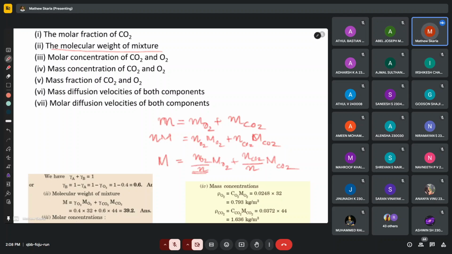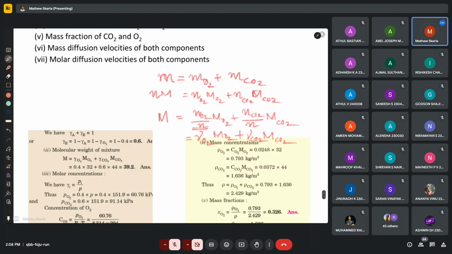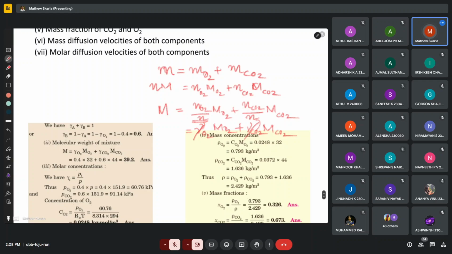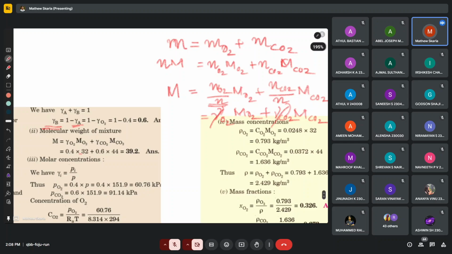Now NO2 by n, we know that is equal to gamma of oxygen into the molecular weight of oxygen, plus gamma CO2, that is the mole fraction, into the molecular weight of CO2. We know the mole fraction of oxygen and the mole fraction of CO2. You already calculated gamma B, then gamma A we know. Using both values, the molecular weight of oxygen is 32 and the molecular weight of carbon dioxide is 44.